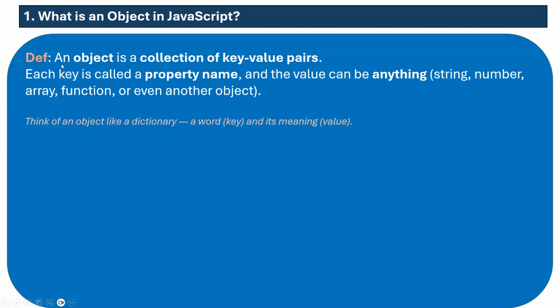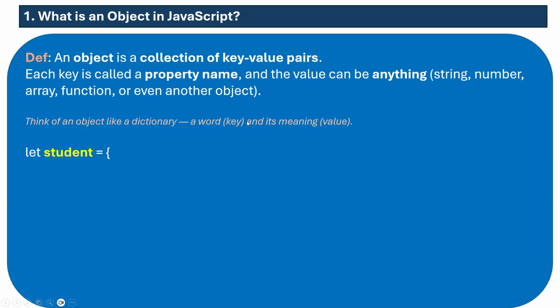See, a definition: an object is a collection of key-value pairs, right? Each key is called a property name, and the value can be anything. It could be a string, number, array, function. Anything it could be.